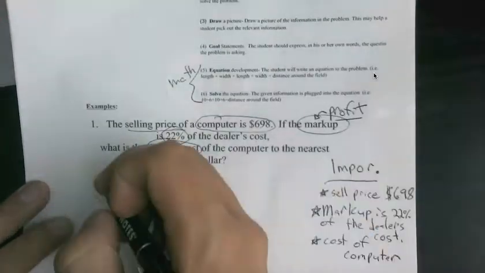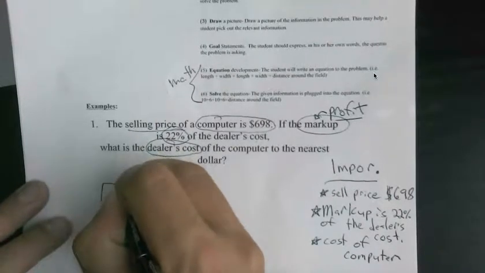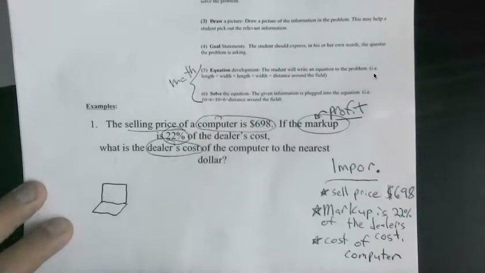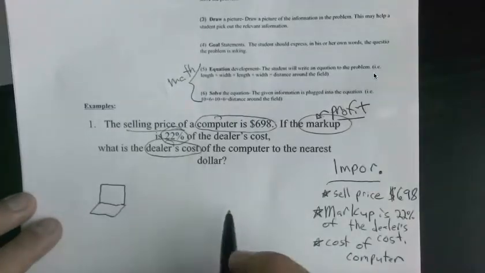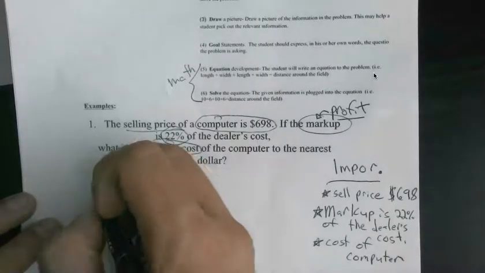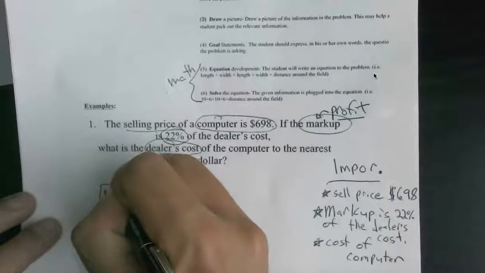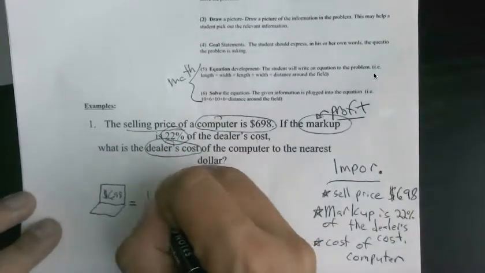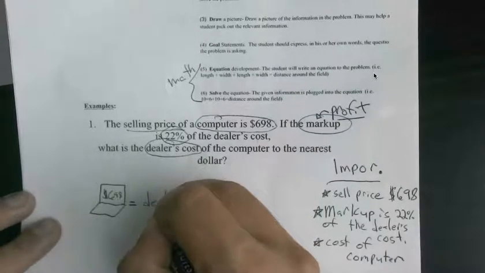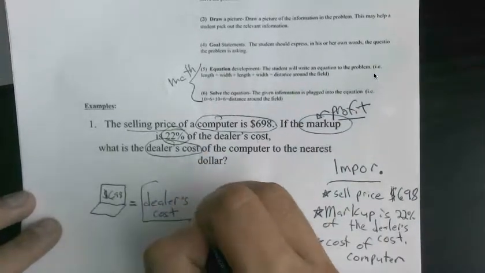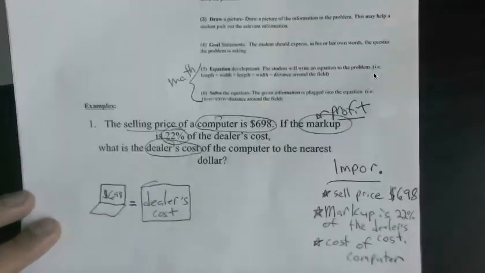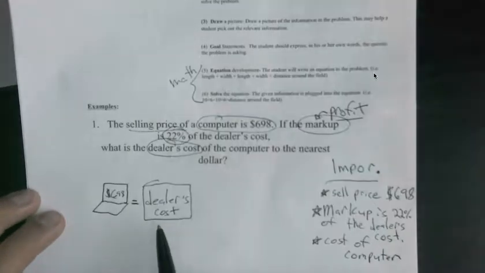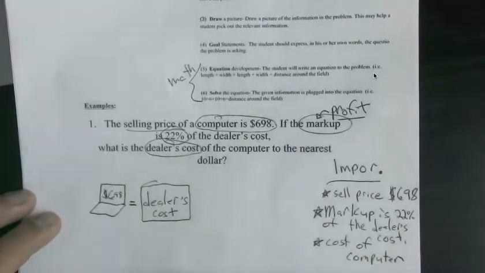To draw a picture, let's say that we have the computer. Let's make it a laptop, why not? So we know that when this is sold, this is eventually going to be $698. But we know that there's the dealer's cost, which is only a one-time fee that is paid. And how can we denote the markup? Because the dealer's cost, we definitely have to pay that, but how can we denote the markup?